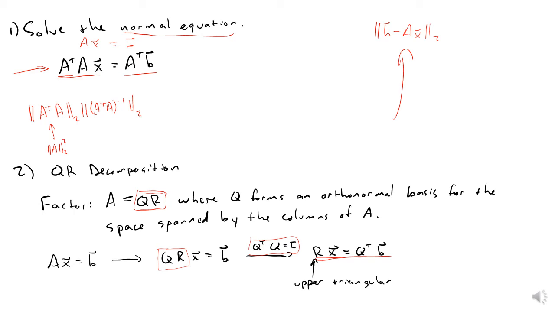And similarly, A transpose A inverse is going to be equal to the norm of A inverse squared. So if A inverse is a matrix that has a large norm, then A transpose A inverse will have an even bigger norm. So if either of these numbers, the 2 norm for A or the 2 norm for A inverse, if either of those are big, then your condition number for this system will be a big number.